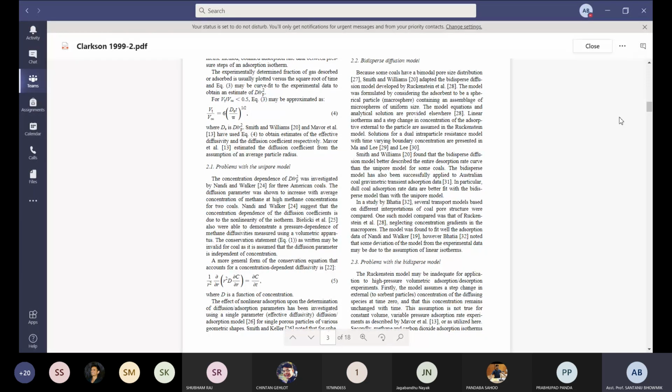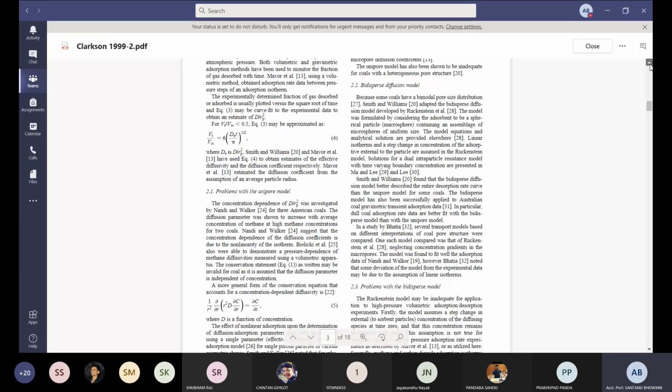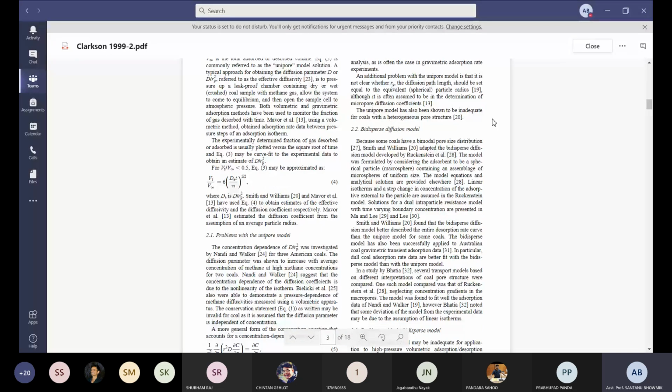So the concept of the bidispersed model is coming. What is the bidispersed model? In the bidispersed model, they define two extreme pores, micropores and macropores. Mesopore is not considered. Both micropores and macropores give individual shares for the diffusion. Depending on the size of the pore, the diffusion rates in the micropore and the macropore are going to be different. So it is proposed with an equation.